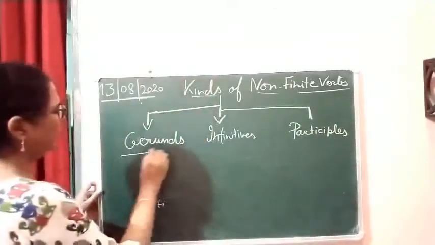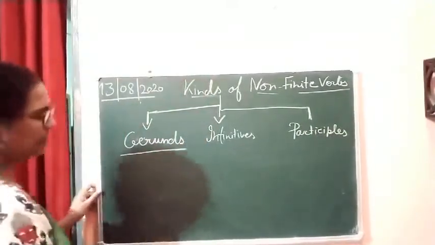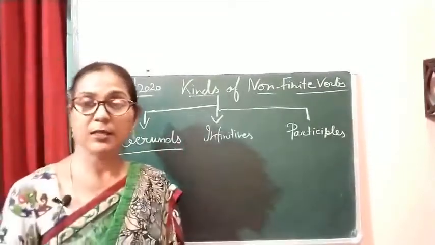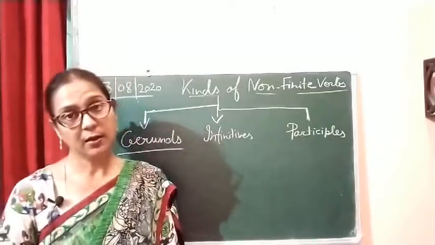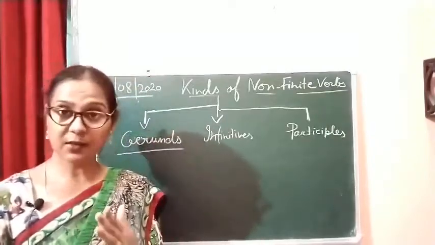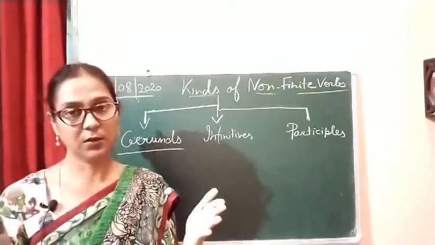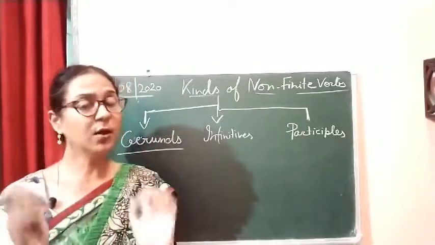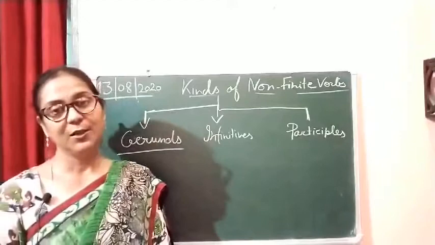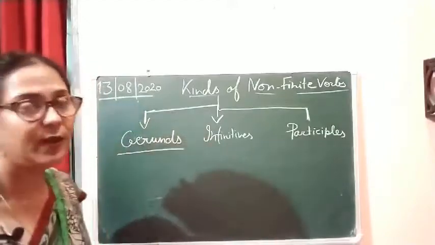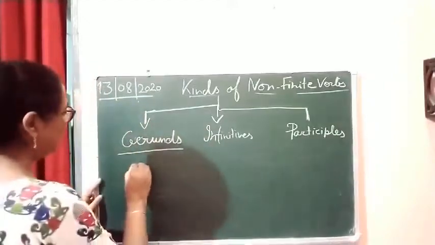First of all, we are going to learn about gerunds. What are gerunds? Gerunds are partly verbs and partly nouns. They are considered as nouns also, and they are used as verbs also. In a gerund, we are always supposed to write ing.